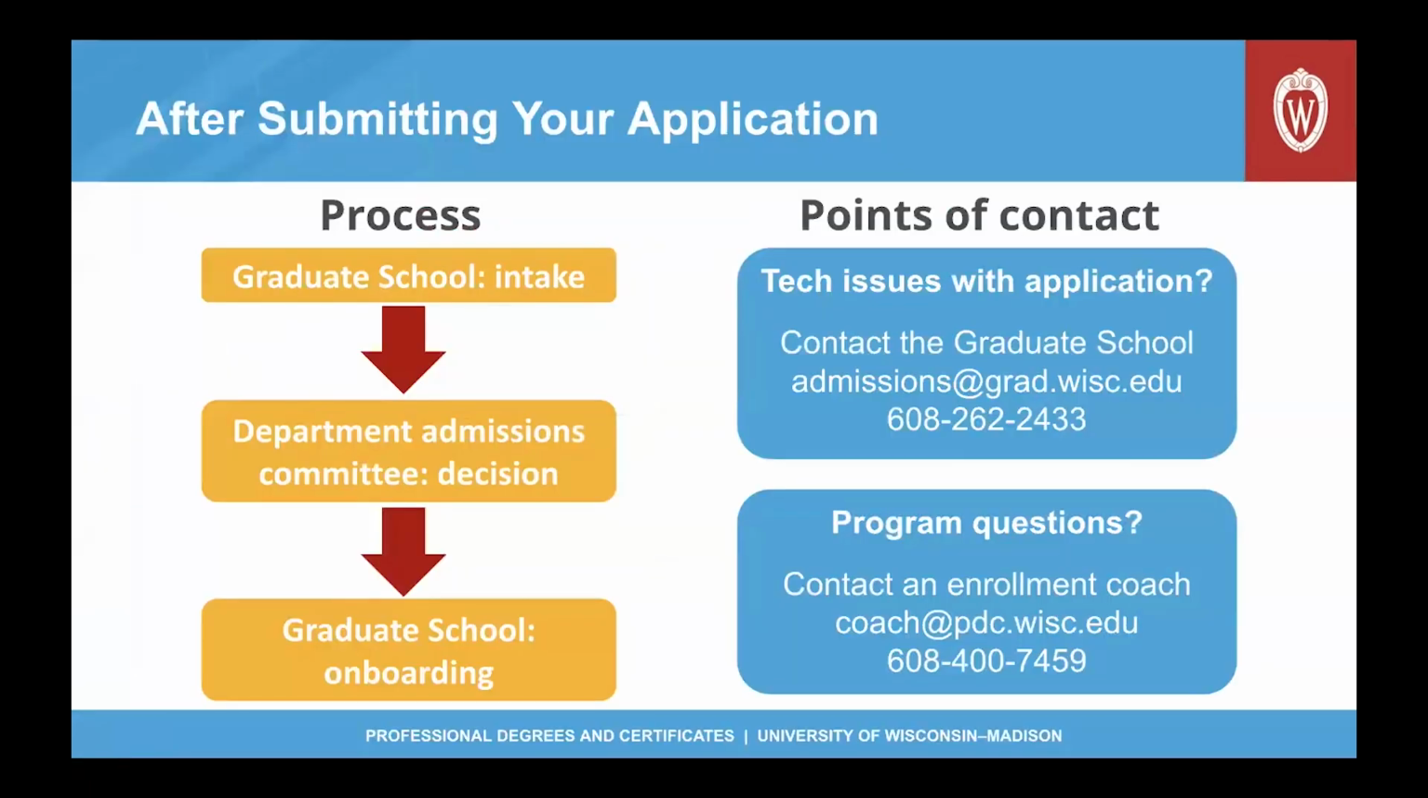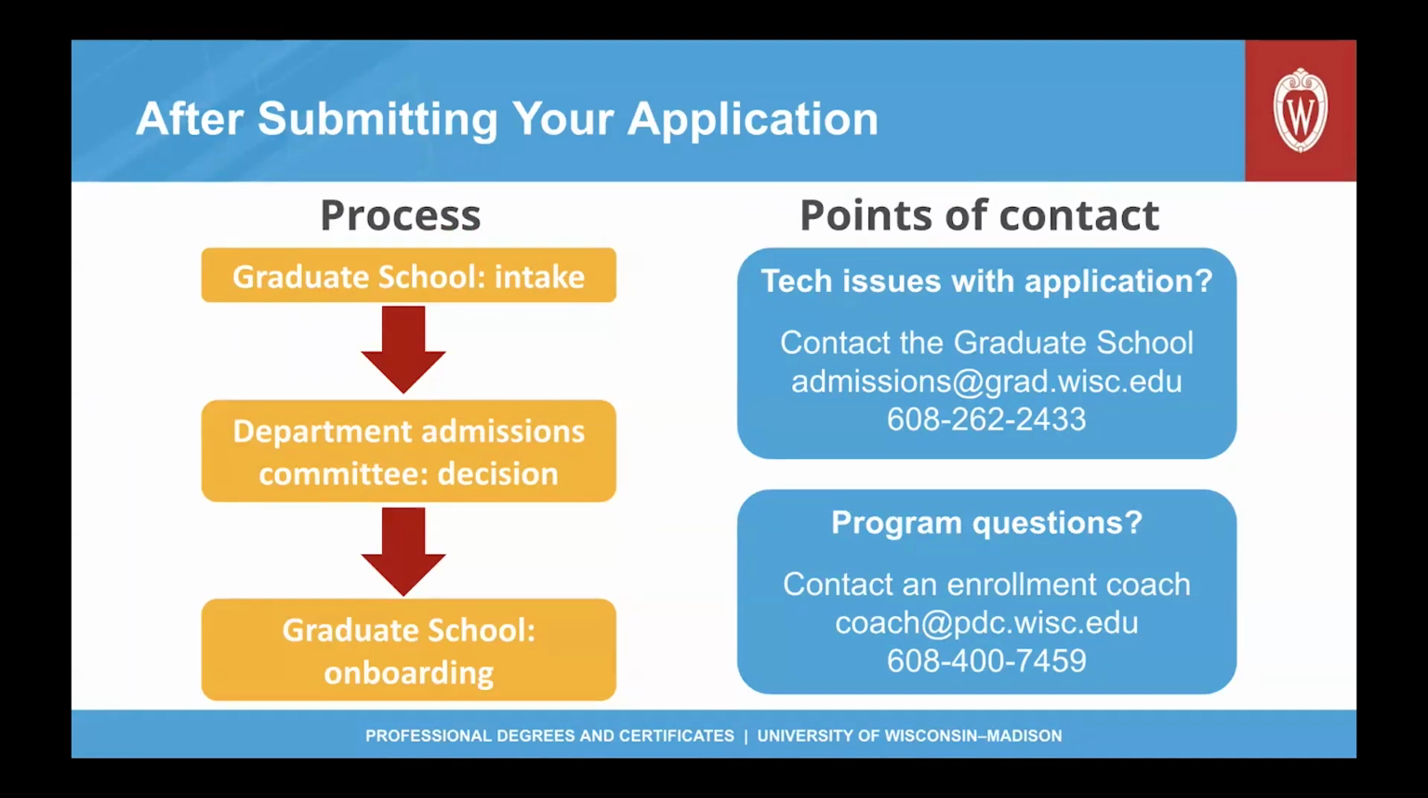After your application is submitted, it will be reviewed for minimum requirements by the graduate school. Then, the Department Admissions Committee will extend an admission decision. If admitted, the graduate school will then send further information about the onboarding process. If you have any technical issues with the application, reach out to the graduate school using the contact information listed on this slide. If you have questions about the program or application process, please feel free to contact me.